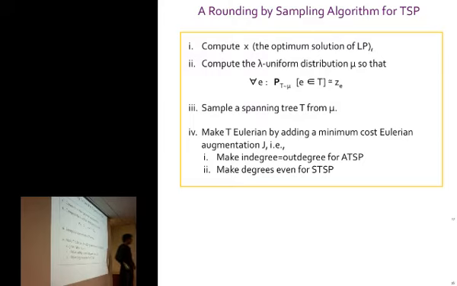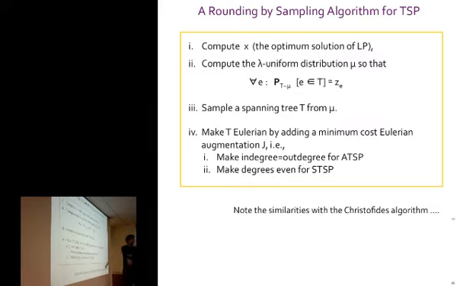Is that the same as Christofides? Right, exactly. The Christofides algorithm does this step, but instead of the first tree, it just takes an arbitrary minimum spanning tree. So what we say is, okay, let's take a random tree instead of a minimum spanning tree.